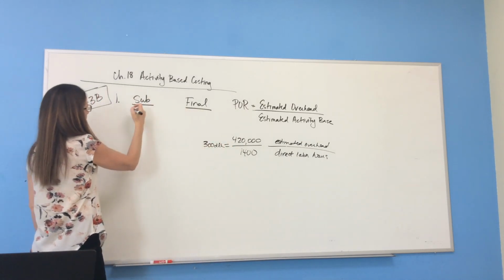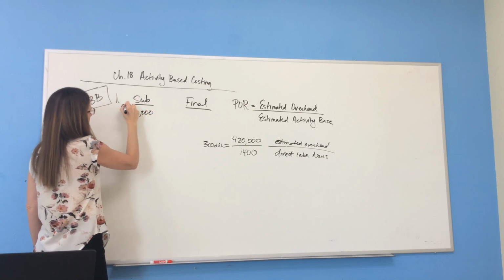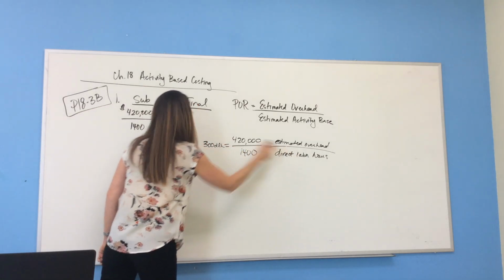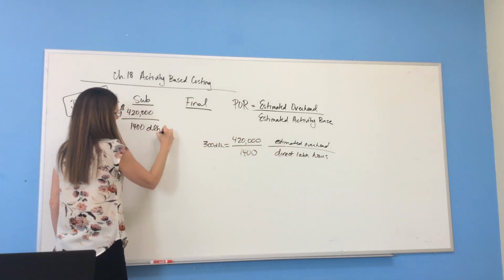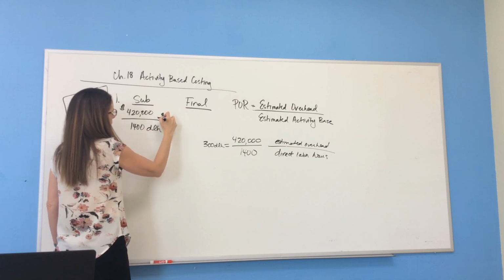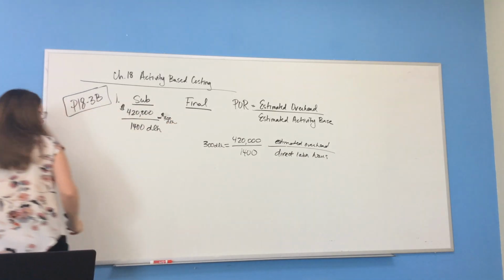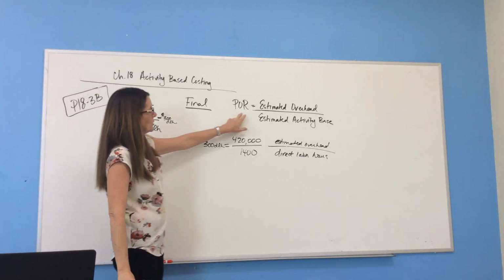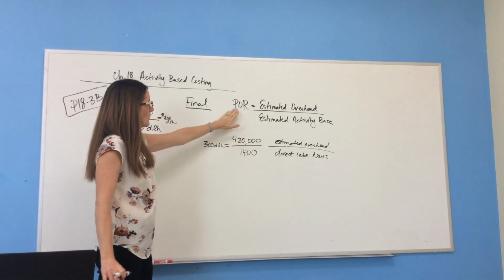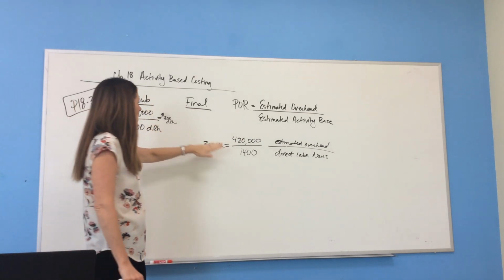Under sub-assembly, I'll just write it again. I've got $420,000 divided by 1,400, in this case direct labor hours. So my total is going to be $300 per direct labor hour. Okay, so I'll erase that, but I just wanted to show you how the predetermined overhead rate worked with this problem. I'm using this estimation, which was introduced in Chapter 16, for this section.